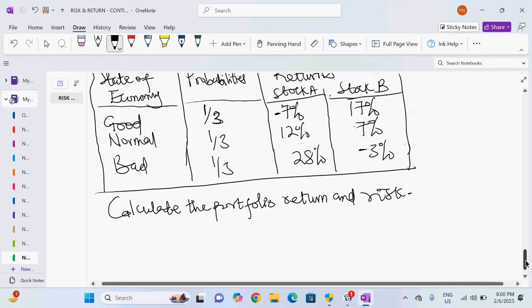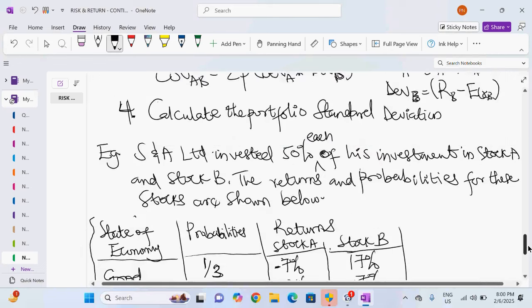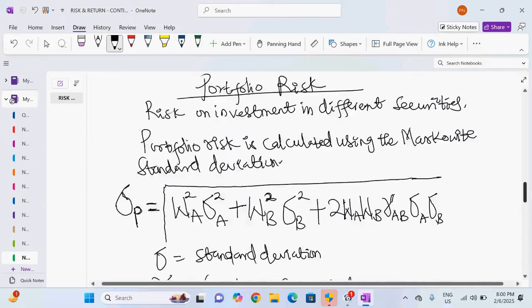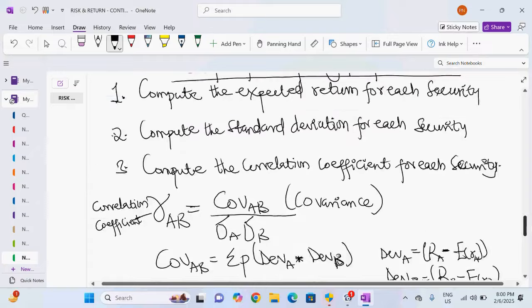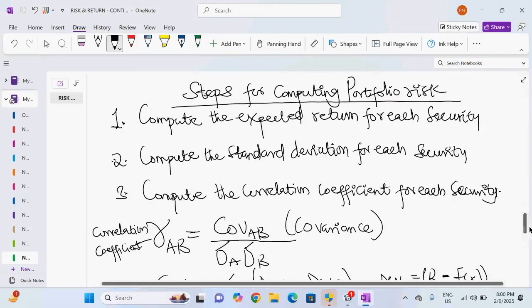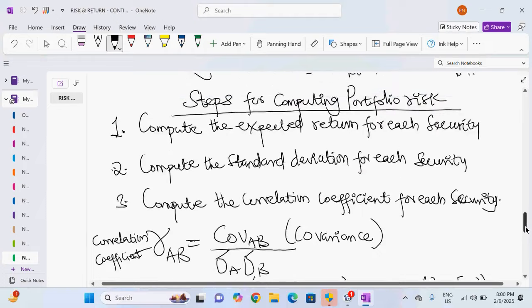All right. So what is the first thing that we do? We compute the expected return for each security. Exactly. So we compute the expected return. Why are we using expected return?